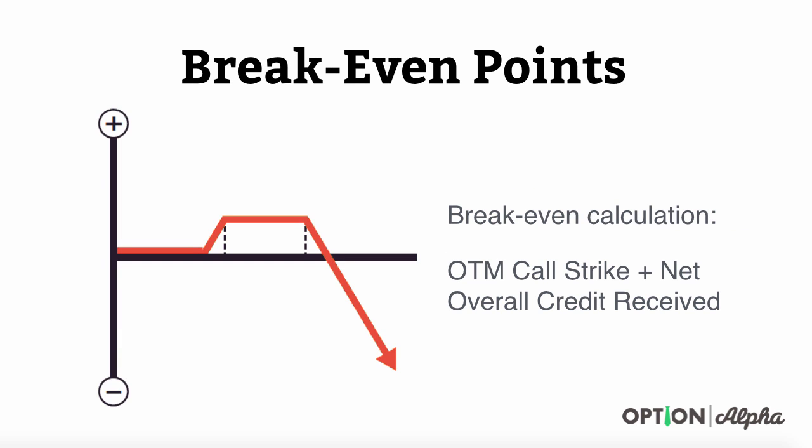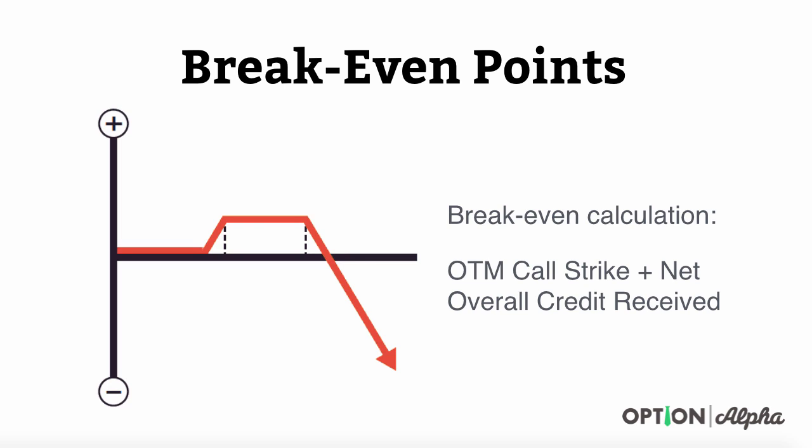As far as the break-even points, very easy to calculate with this type of strategy. You're going to take the out-of-the-money call strike that you sold short, and you're going to add the net overall credit that you received. That gives you your new break-even point. So even after you sell a call above the market, you're still going to have a little bit of wiggle room in your break-even point if you do this for an overall credit.